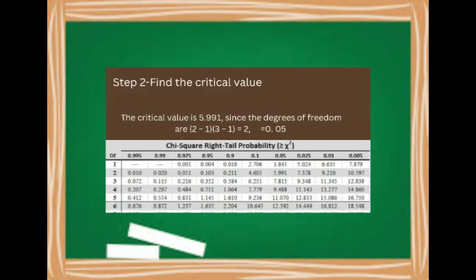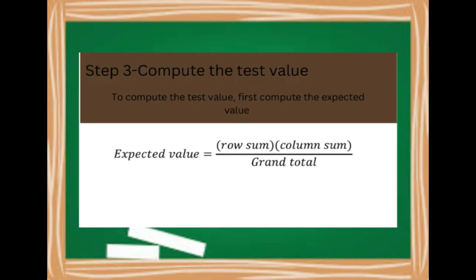Step 2 is to find the critical value with the same process as the test of independence, by subtracting 1 from the number of rows and multiplying it by the number of columns minus 1. Therefore, the degrees of freedom is 2 with alpha as 0.05. With the use of the chi-square table, we can find that the critical value is 5.991. To compute the test value, first compute the expected value, with the formula: expected value equals the row sum multiplied by the column sum over the grand total.